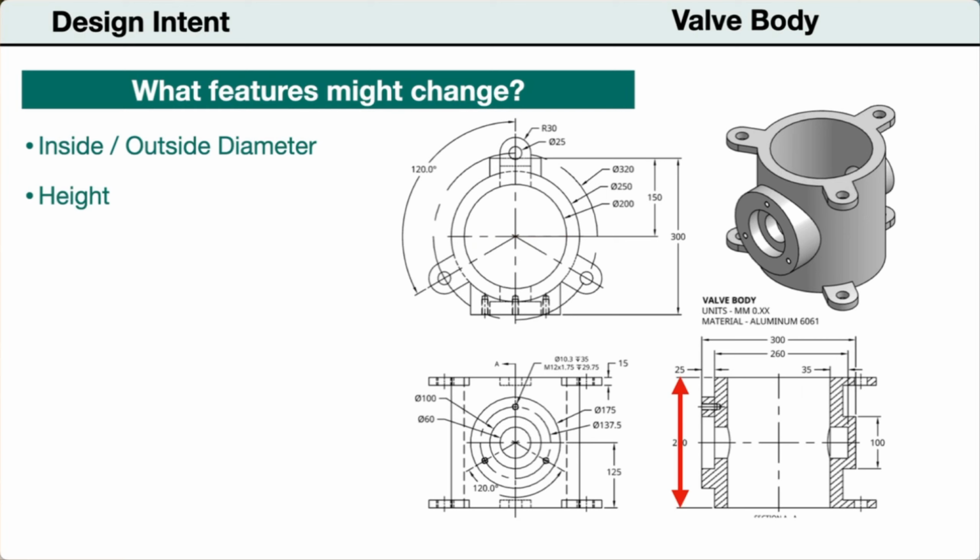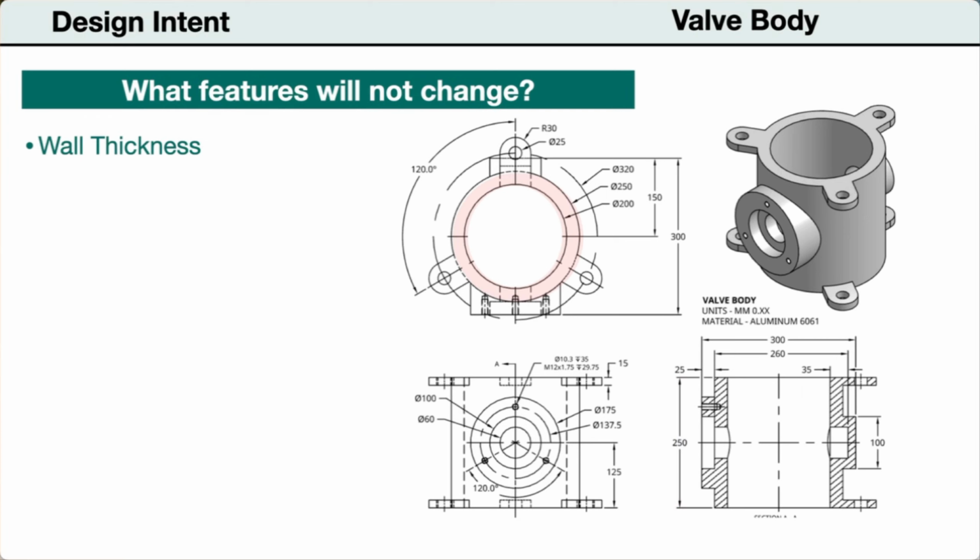Also, the overall height of the valve body might need to be increased. Next, let's identify the features that should remain unchanged after a revision. The wall thickness should remain unchanged. The part should maintain its symmetry top to bottom, with the boss and shaft mounting holes centered on the cylinder. All other features and their locations will remain unchanged.